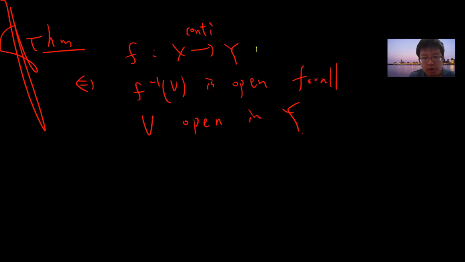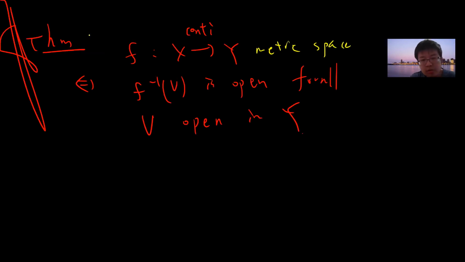Okay, but now we're working in a metric space, right? So hopefully the proof is easy. So, proof. Okay, so what do we need to say? Let's prove this direction. If somebody wants to show f inverse of V is open, that means we need to prove that any point in f inverse of V is an interior point. This is the definition of open. So we need to do this.